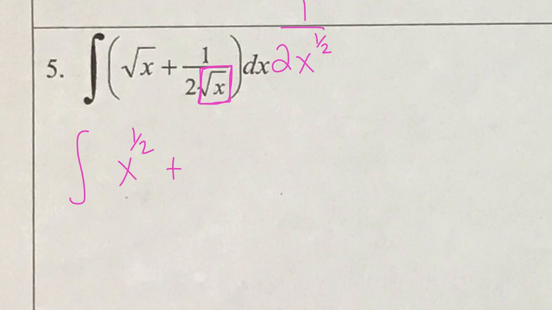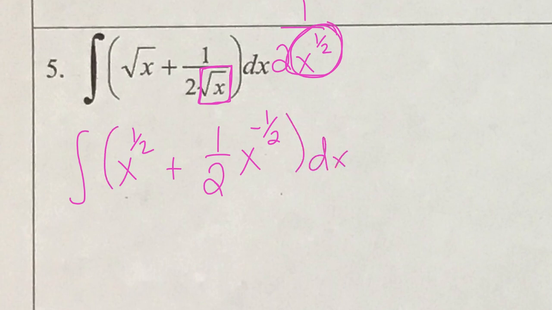But we don't want to have that power in the denominator, so how do we get it out of the denominator? By making it a negative power. Okay, so this is going to be 1/2 times x to the negative 1/2. Okay, we don't want to anti-differentiate in a denominator if we can help it. So we change our positive power in the denominator into a negative power in the numerator. And now we can apply our polynomial rule.